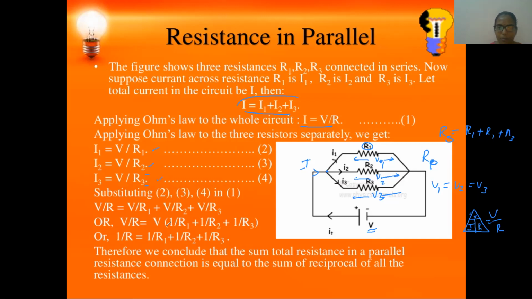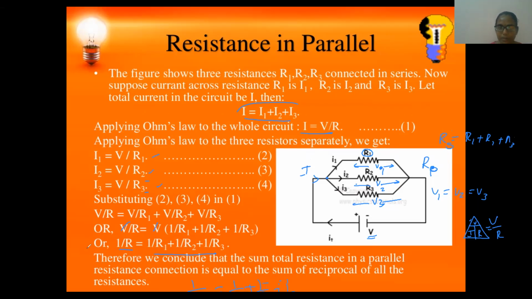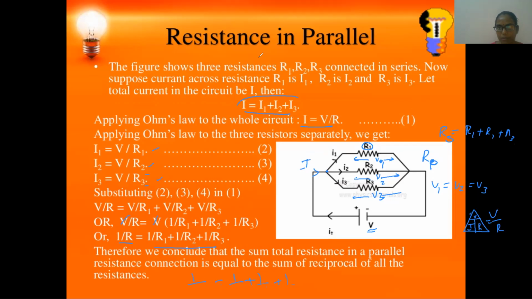So now you take the common factor V on both sides, and cancel the V term. Okay, what will remain is 1 by R equals this factor you will get. So that effective resistance, 1 by RP we call, will be equal to 1 by R1 plus 1 by R2 plus 1 by R3. So like this we are going to write the effective resistance in case of parallel combination. I hope this is clear, children.